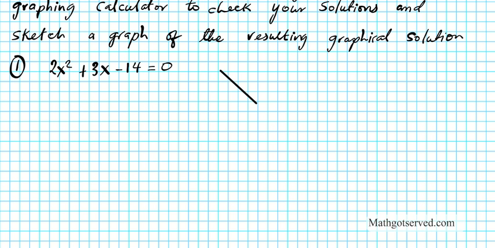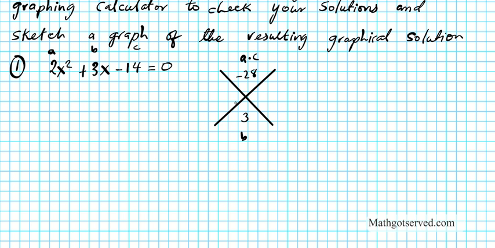To factor, I'm going to make my X, or some people call it a diamond. AC goes on top, B goes on the bottom. This is A, B, C. You must have your quadratic equation in standard form before you find A, B, C, or else your signs will be off. AC is 2 times negative 14, which is negative 28. And then B is 3.